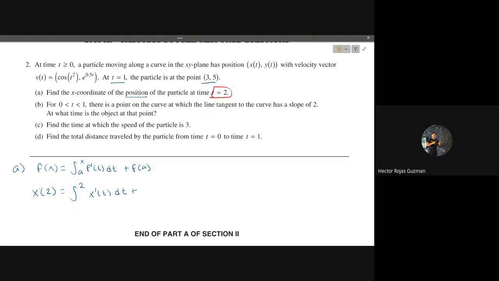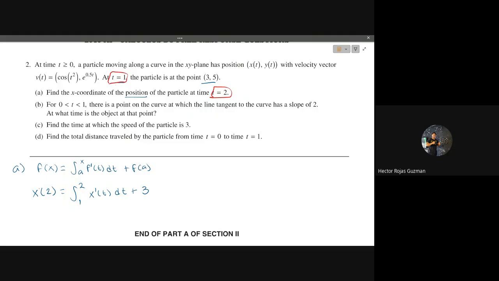3 is both a and f of a? No, a is 1, because they told us that at time t equals 1, f of a is 3. That's the position of the x coordinate, and we're only concerned about the x coordinate. That's the setup. With this, you would have already earned 2 points. The third point comes from getting the answer.